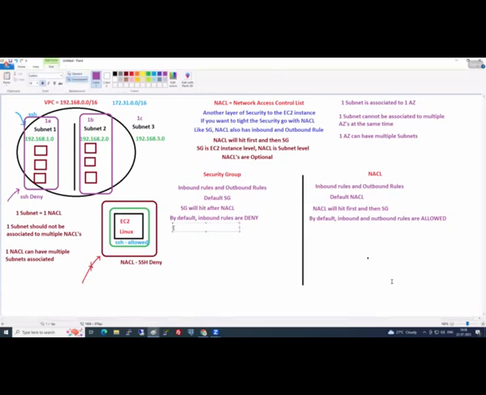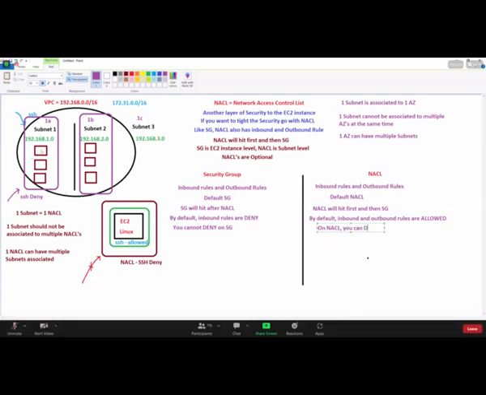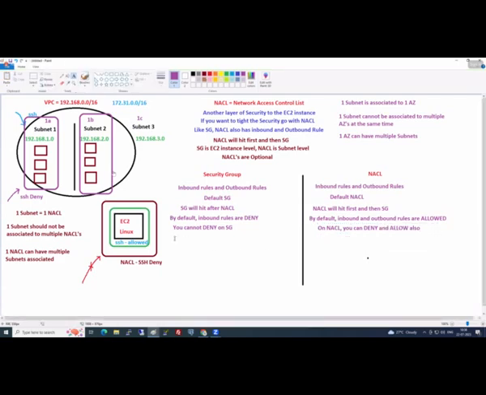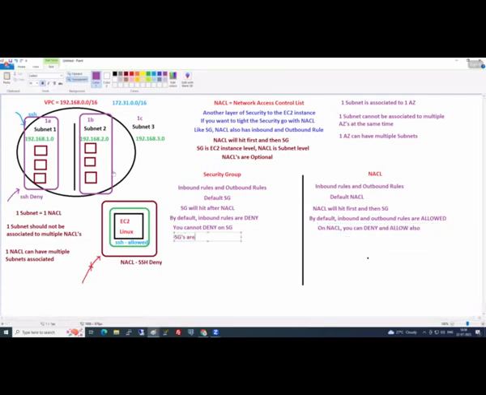Is it possible to deny on a security group? No, you cannot deny on a security group. Can you deny on a NACL? Yes, on a NACL you can deny and allow also. Security groups are at which level? Instance level. NACLs are at subnet level.